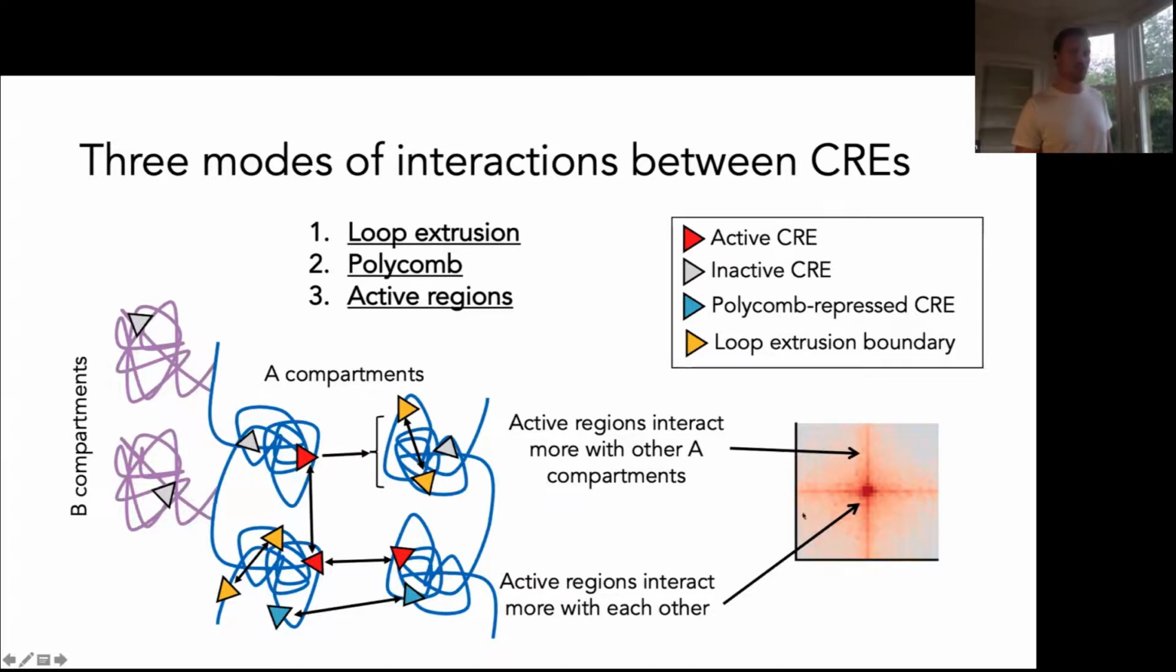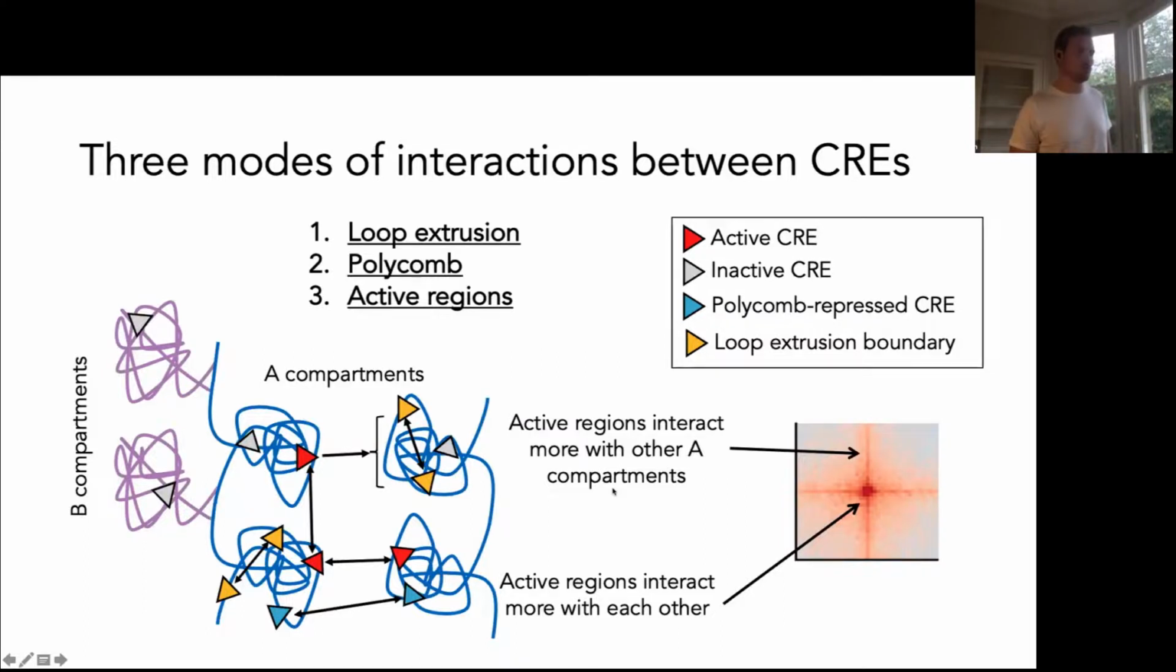And if we just look at the plot here, what we see is an interaction in the center, which represents the fact that the two red triangles here in this case tend to interact with each other. But also the stripe you see here means that the individual regulatory elements also tend to interact with the regions around, which is basically the other A compartment, which is very far away. So these are the two things.